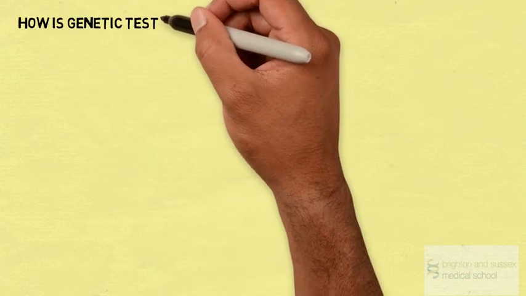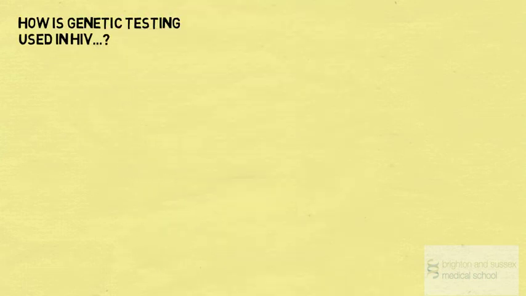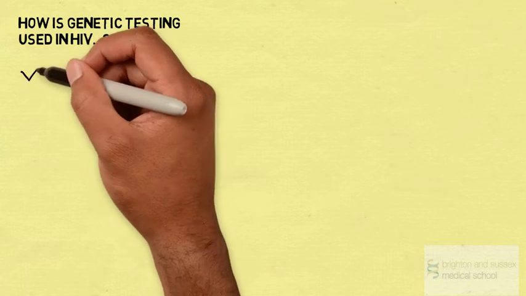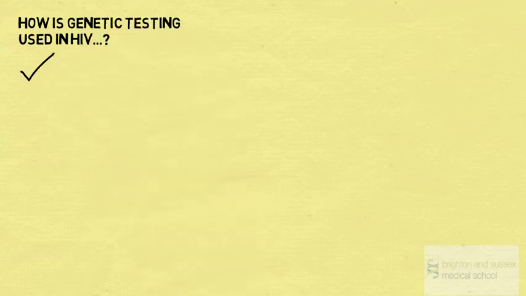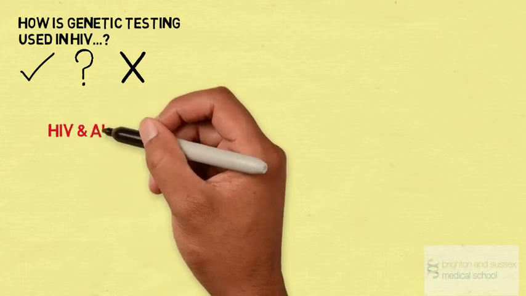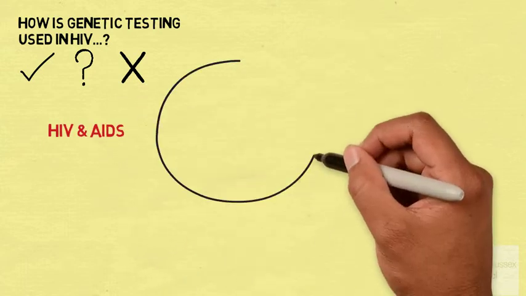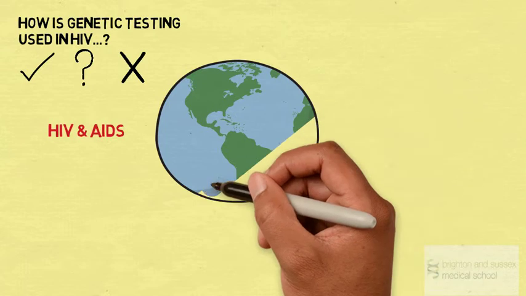So how is genetic testing used in HIV care and research? Well, this video helps explain how genetic science is currently used, how it might be used in the future, and also its limitations. The human immunodeficiency virus and acquired immunodeficiency syndrome still remain one of the biggest global challenges.